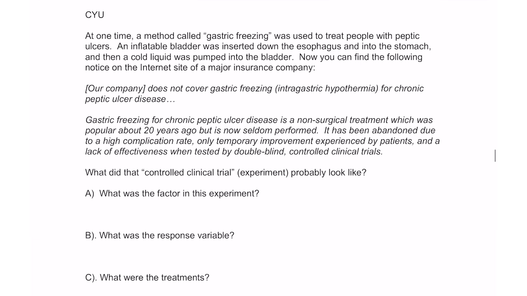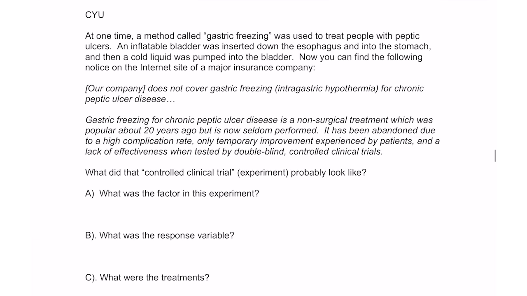At one time, a method called gastric freezing was used to treat people with peptic ulcers. An inflatable bladder was inserted down the esophagus and into the stomach, and then a cold liquid was pumped into the bladder. Now you can find the following notice on the internet site of a major insurance company.